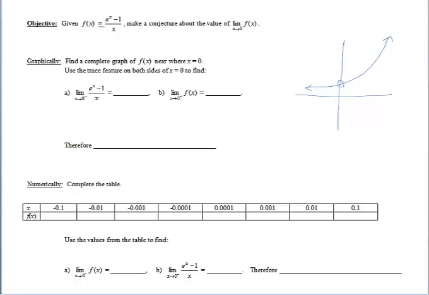Now use the trace feature on both sides of x equals 0 to answer these limit questions. Look at question A. What's the limit of this function as x approaches 0 from the left? Remember, the negative sign in the superscript just gives direction. I can approach 0 from the left side or the right side, and here we're approaching 0 from the left. All these x coordinates are to the left of 0, but as I move in this way, my x coordinates are approaching 0. That's what this statement means.